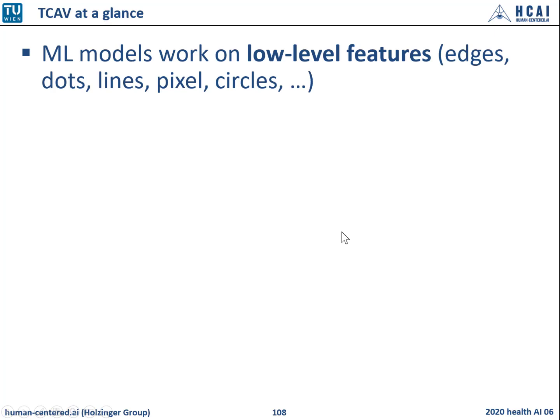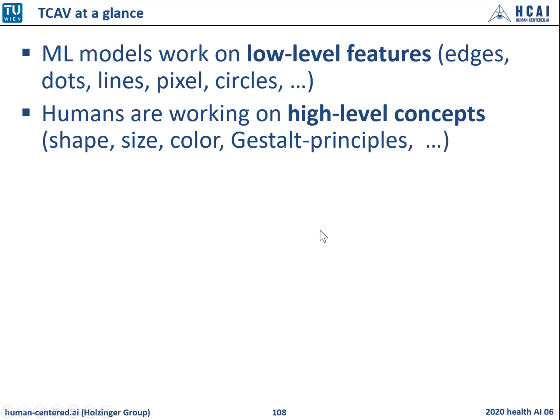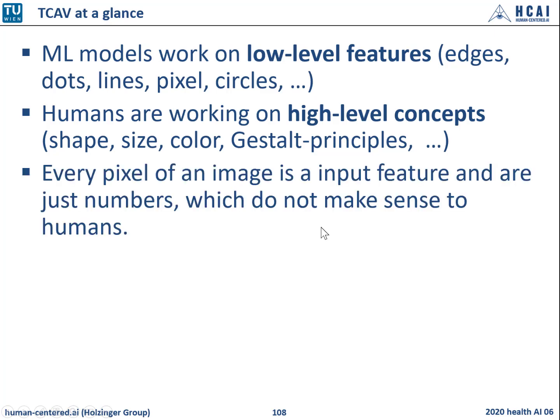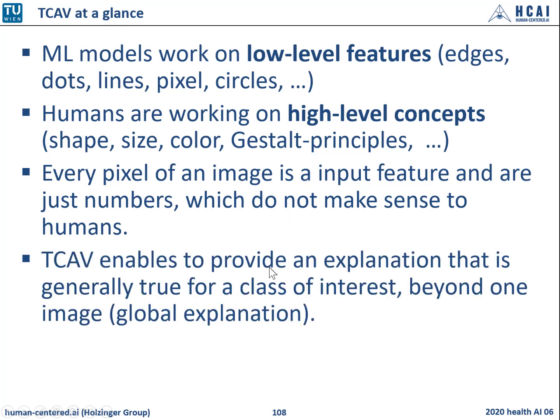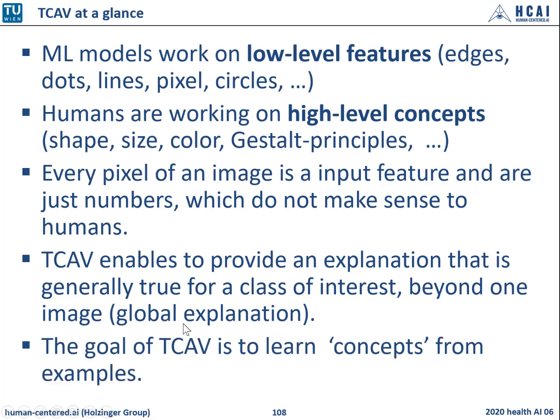Okay, at a glance, let us quickly rehearse some facts before going into more detail. Machine learning models work on low-level features. We know that already: edges, dots, lines, pixels, circles. But we know also that humans are working on high-level concepts like shape, size, color, Gestalt principles and so on. Every pixel of an image is an input feature and is just a number which does not make sense to humans. So TCAV enables us to provide an explanation that is generally true for a class of interest beyond one image. This is really to go for a global explanation.